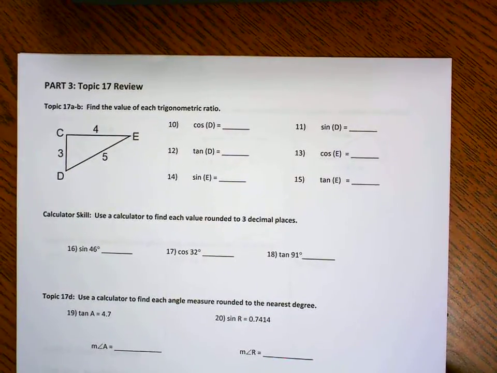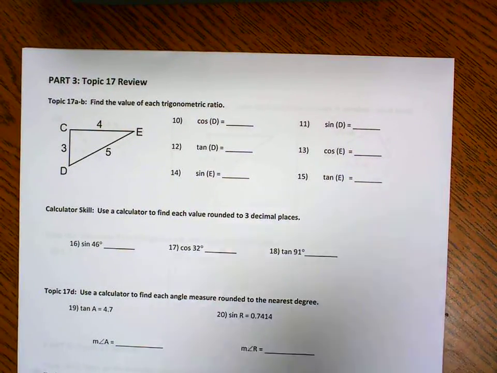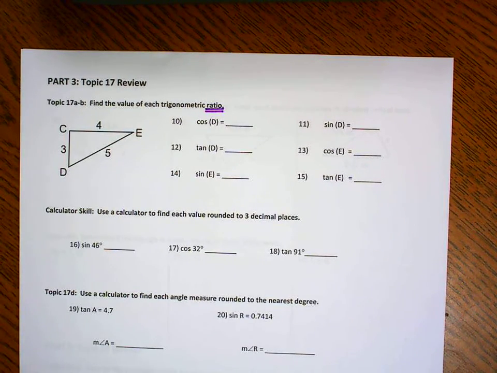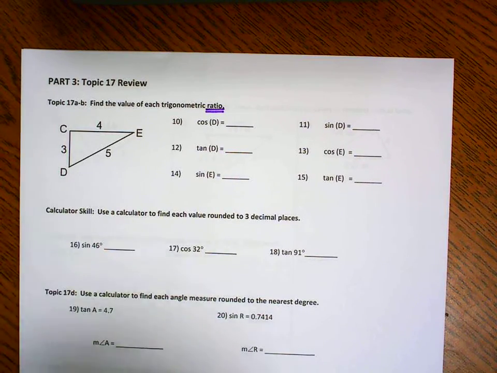Okay, let's keep going. See if we can get through part 3 for this first video. We want to find the value of each trig, and then here's a really important word, ratio. It never said solve. We just want to know what the trig relationship is for a given angle.